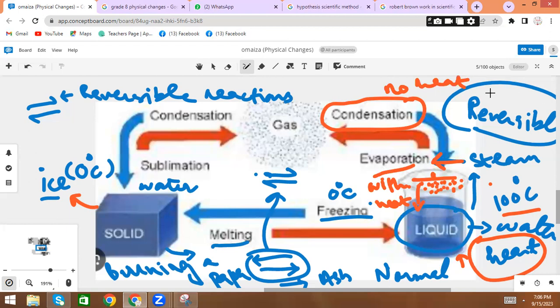If the gas particles are in the steam form and they are coming back into the liquid form, this is also condensation. When the gas particles come back into their solid form, this actually happens like the solid. Let me show you.